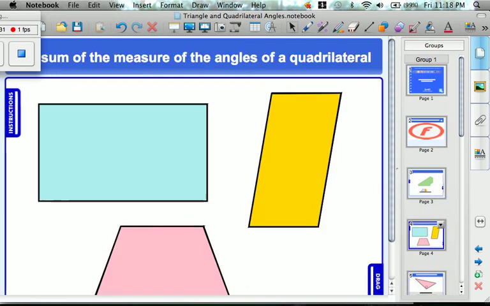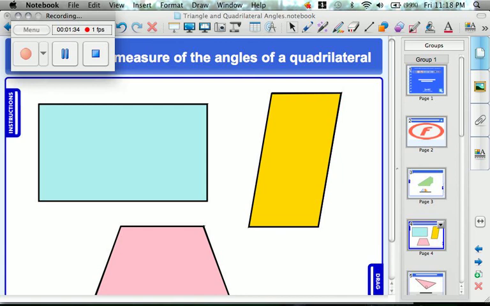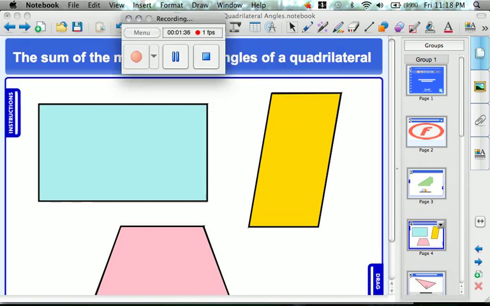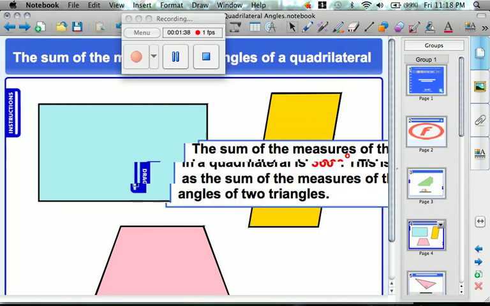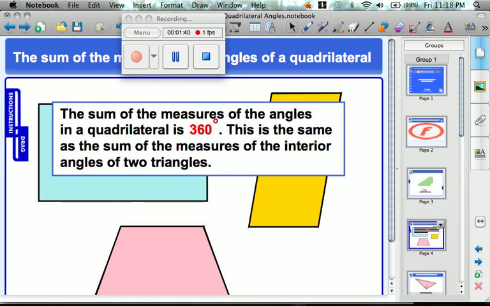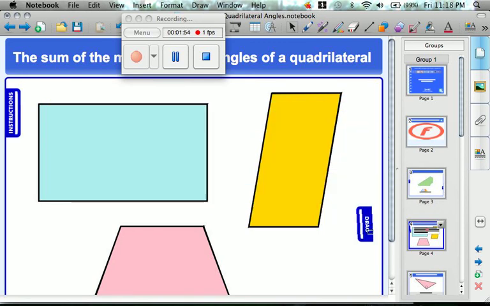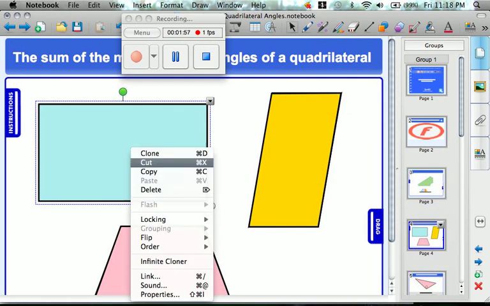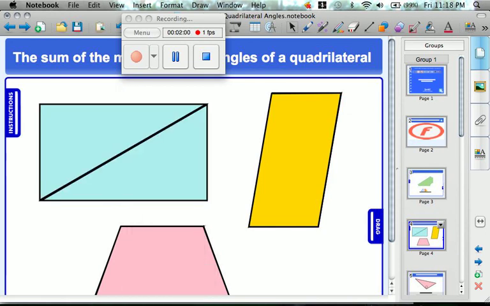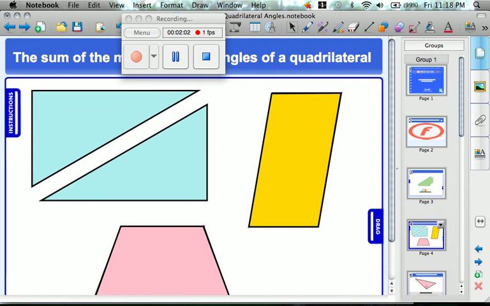Now, for a quadrilateral, the sum of the measures of the angles in a quadrilateral will always be 360 degrees. This is the same as the sum of the measures of the interior angles of two triangles. So if we work on the quadrilaterals that we have here, we see that we can break them down into two triangles.